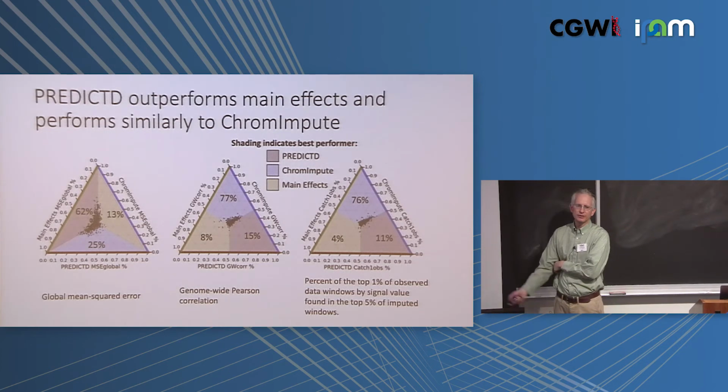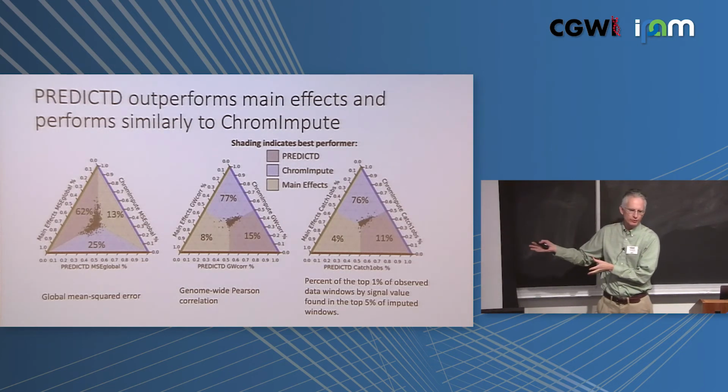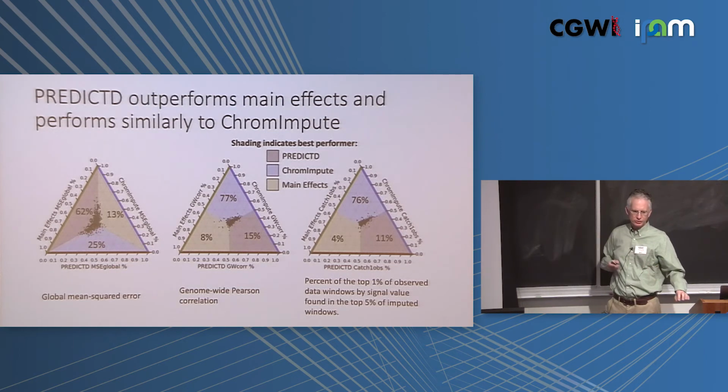But basically, with these performance measures, we were trying to be consistent with the ChromImpute paper. So these are the measures that they used. Wow, we got lots of them, yeah.